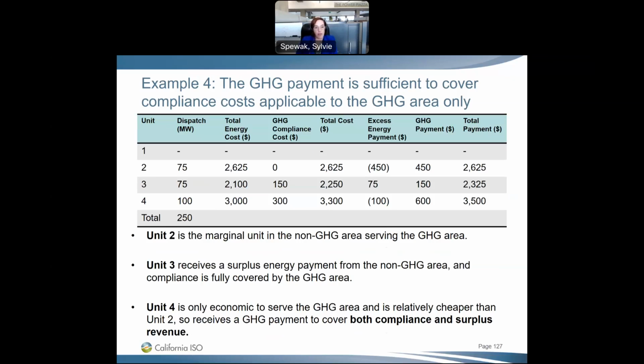Unit 3 also gets an additional payment over its total cost. The total cost of Unit 3 is $2,250. It receives a total energy payment of $2,325. And again, that's because this resource is an inframarginal unit. And if we had more of it, we'd be able to reduce the total cost of the system.